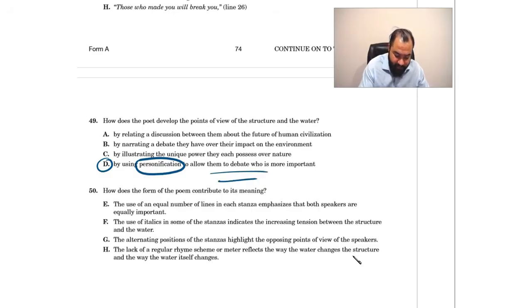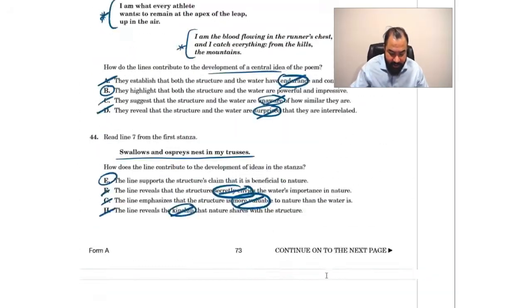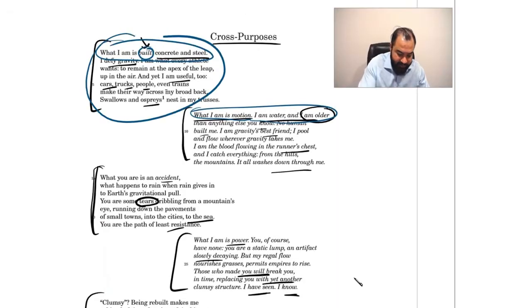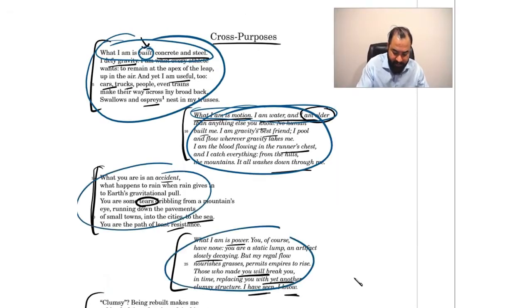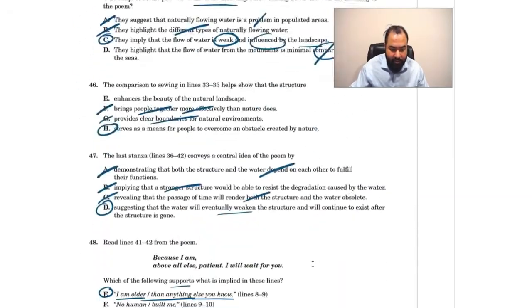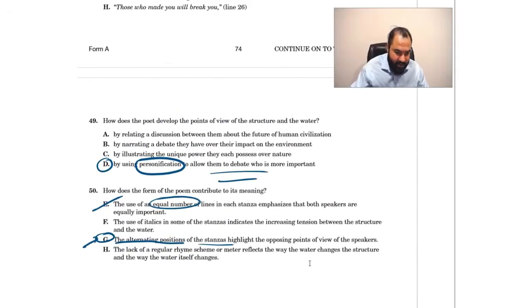How does the form of the poem contribute to its meaning? The use of an equal number of lines in each stanza emphasizes that both speakers are equally important. Not really. The equal number of lines says nothing. I think G here: the alternating positions of the stanzas highlight the opposing points of view. The alternating position means one was on the left and then another on the right side, then left to right. The position changes. So this says the opposing, meaning they're opposite of each other, like arguing.